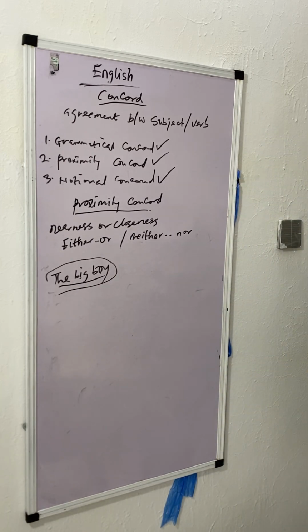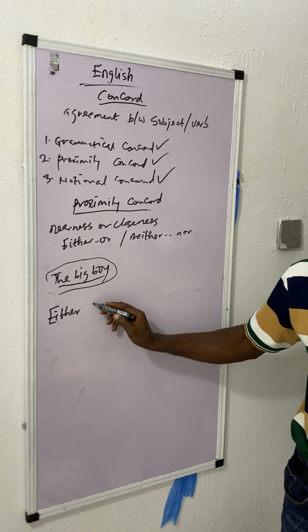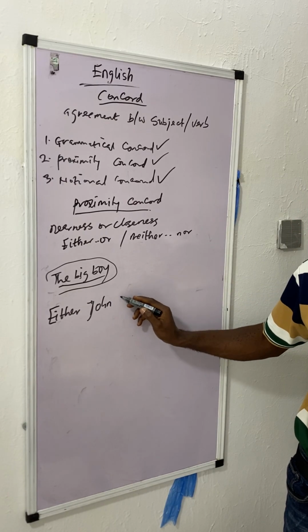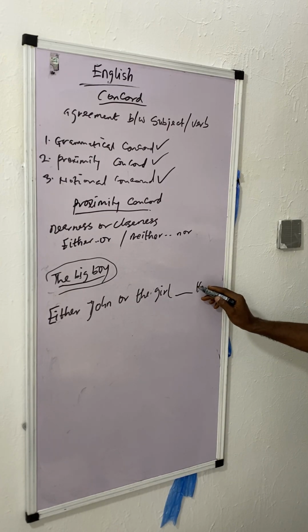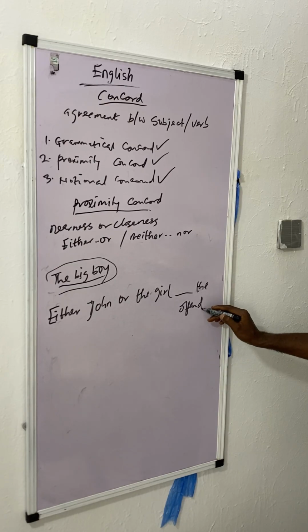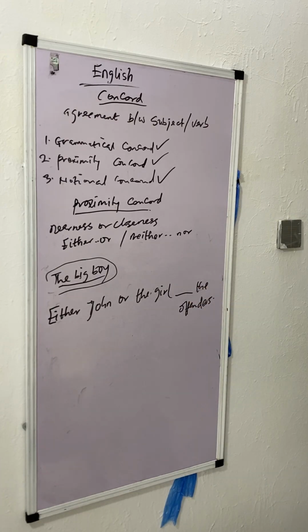For example, either John or the girl are the offenders. Let's just put: either John or the girl, dash, the offenders. All right, dash the offenders. A verb is supposed to be here, it's missing. How do we put a verb there?